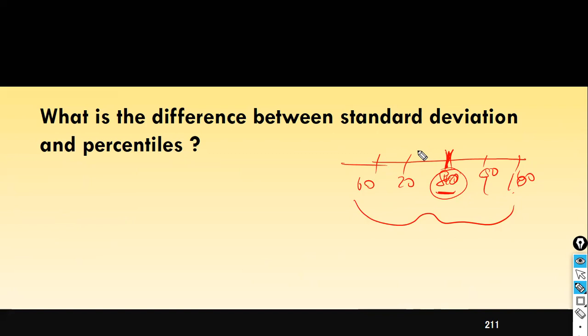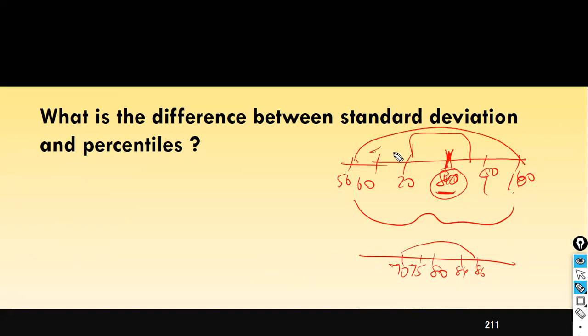If the majority of the values are somewhere here, for example in another data set one person's heart rate is 80, another is 84, another is 86, and you can see 75 and 70, and we don't have any other value, then the spread is less. Whereas if one person's heart rate is 56, the spread is too wide. It tells us how wide the spread is. That is what standard deviation is.